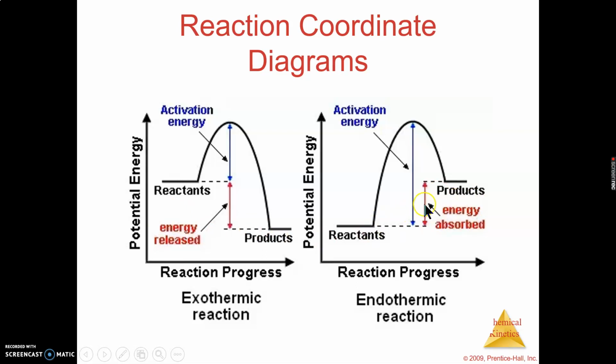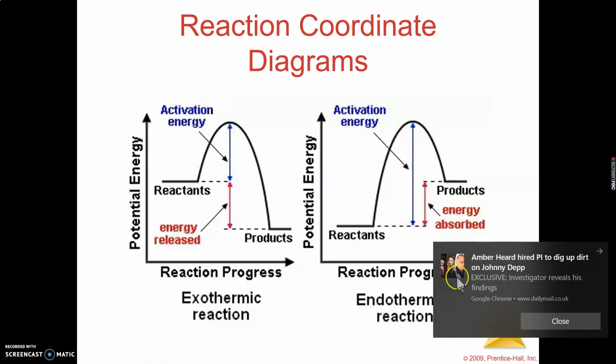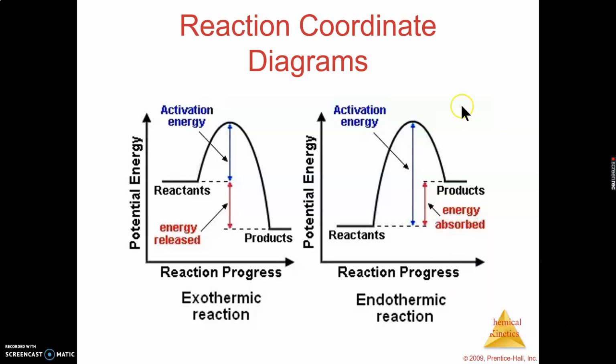Looking at our endothermic graph, your reactants are starting off low, your products are ending high. So the only way for the products to end with more energy is for energy to be absorbed or energy to be put in. We see the activation energy is the distance from the reactants to the peak. The distance from the reactants to the peak, that's the activation energy. So what you should see here is that the endothermic graph has a lot bigger activation energy.